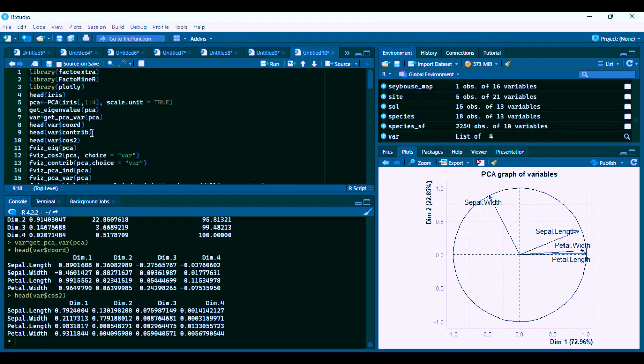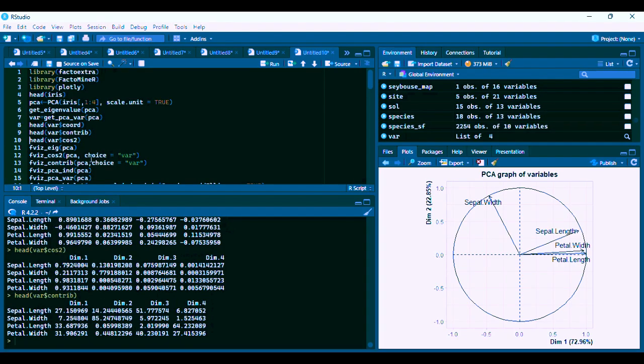I forgot to interpret or explain the contribution value. For contribution, let us examine the contributions of each variable according to each dimension. The contribution of each variable tells us how much each variable contributes to the construction of a dimension. The sum of these values equals 100%.